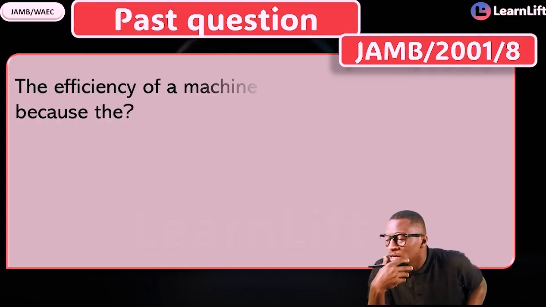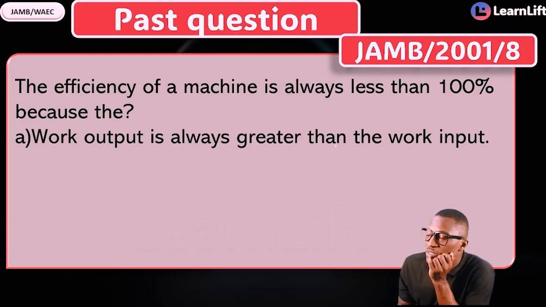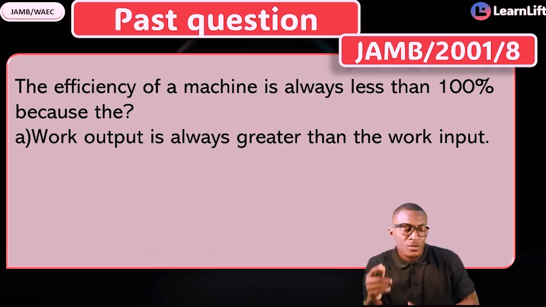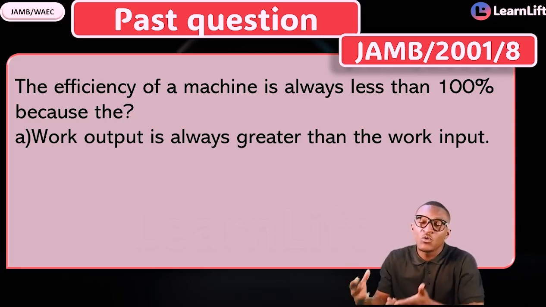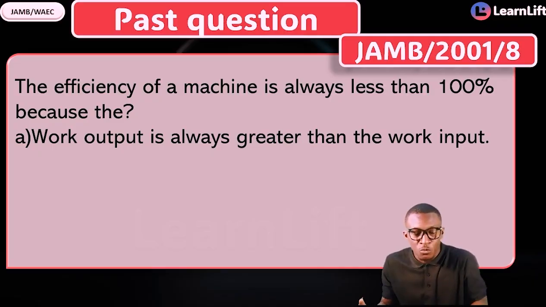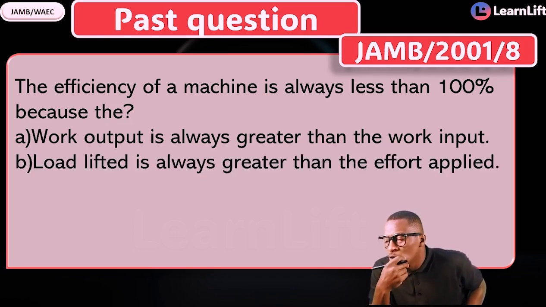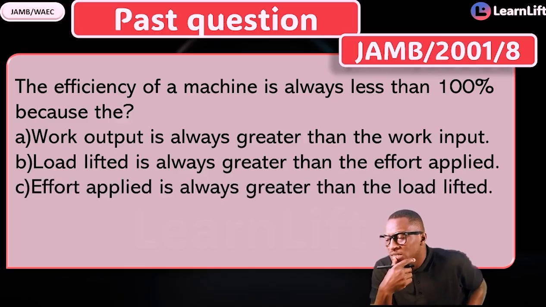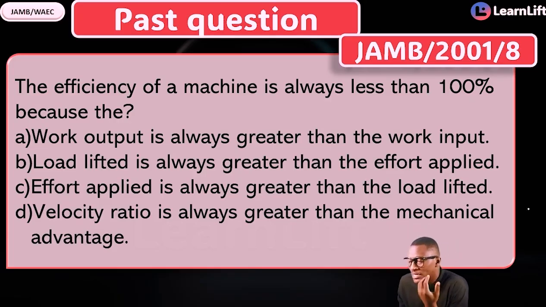JAMB 2001 question 8. The question says that the efficiency of a machine is always less than 100 because of option A, work output is always greater than the work input. Remember that work output is affected by friction, right? Normally, both of them are supposed to be equal. If they are equal, efficiency will be 100. If both of them are 5, efficiency will be 100. But why does a machine always have an efficiency less than 100? Option B says load lifted is always greater than effort applied. Option C says effort applied is always greater than load lifted. Option D says velocity ratio is always greater than mechanical advantage. It cannot be option A, because work output cannot be greater. If work output is greater than work input, that means it's already greater than 100%.